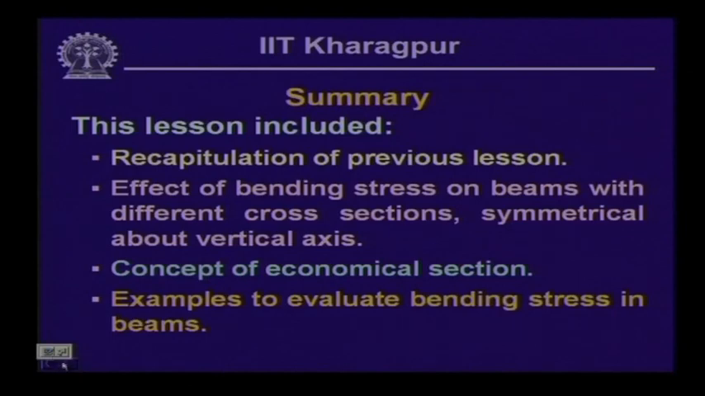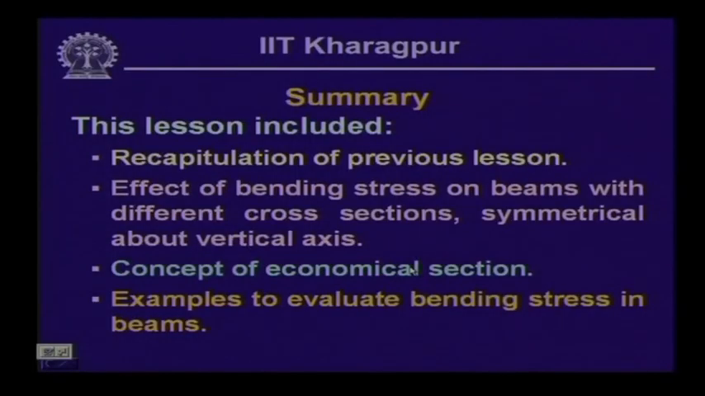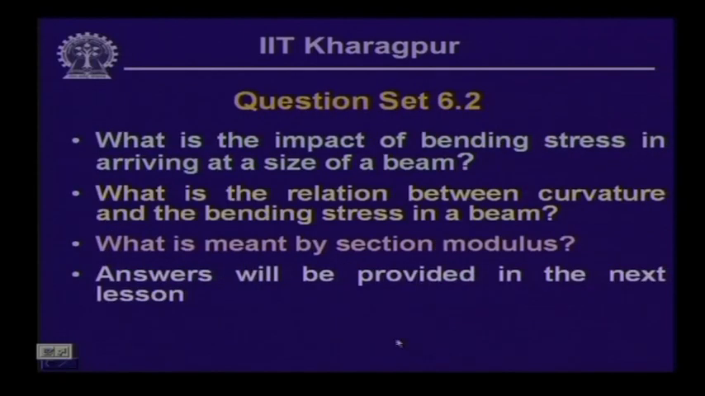Now, to summarize then, in this particular lesson we recapitulated the aspects of the previous lesson. We have looked into the effect of bending stress on beams with different cross sections. Of course, the sections are symmetrical with respect to the vertical axis, but could be unsymmetrical with respect to the horizontal axis. And then we have looked into the concept of economical section, and also we have solved some examples to evaluate bending stress in beams.